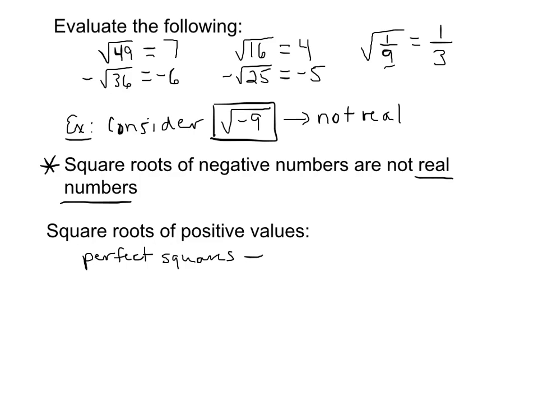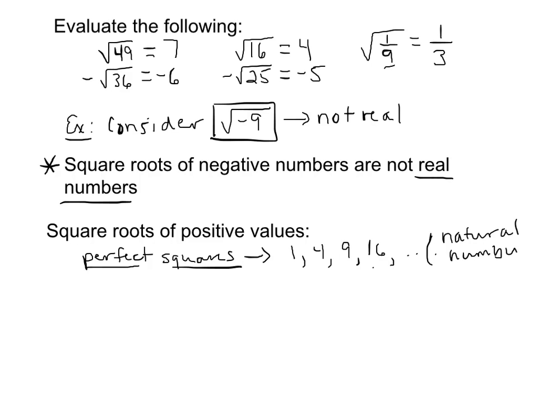And so perfect squares would be numbers like 1, 4, 9, 16, and so forth. Again, 1 times 1 is 1, 2 times 2 is 4, 3 times 3 is 9, 4 times 4 is 16, and so on. Those are perfect squares that you have looked at in the past. Again, all of these here are in fact natural numbers.